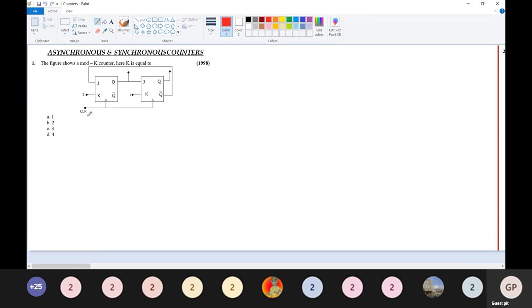Here, K is equal to... So here we have to find the value of the modulus K. Okay. So if you see in this diagram, initially both the flip-flops are at reset condition. So it is a synchronous counter. Okay. So now we will put the truth table.